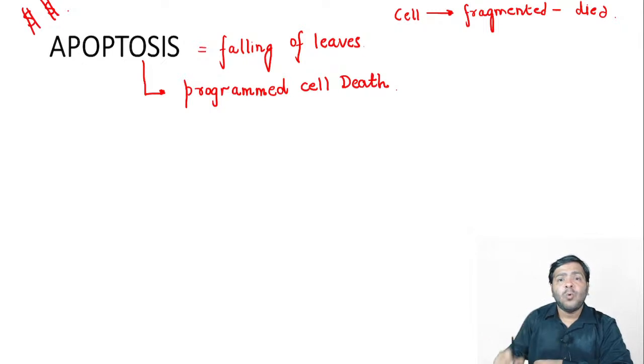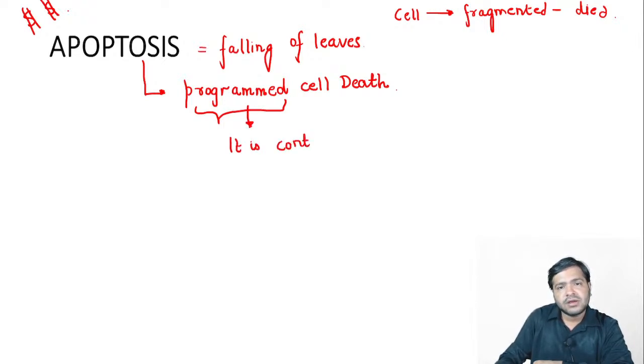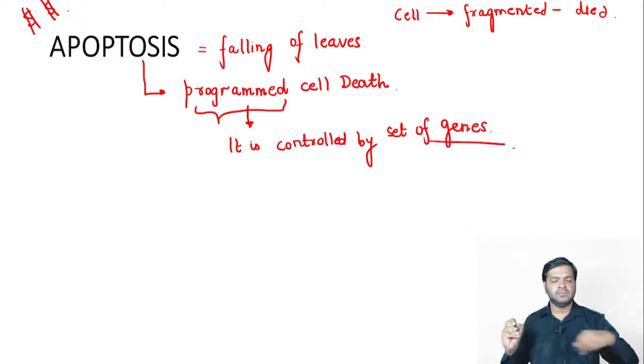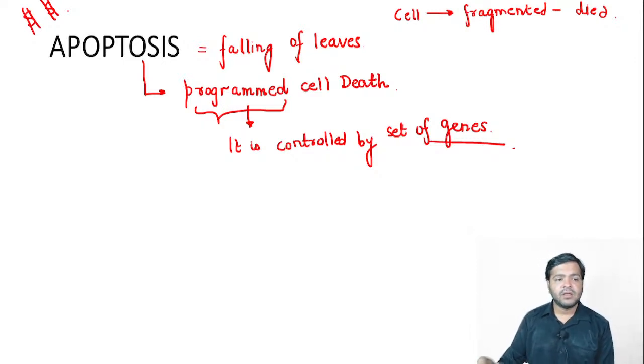Now, why is it called programmed cell death? Because it is controlled by a set of genes. And that's why it is referred to as programmed cell death in a series. Anything happening inside the cell is just controlled by the genes.